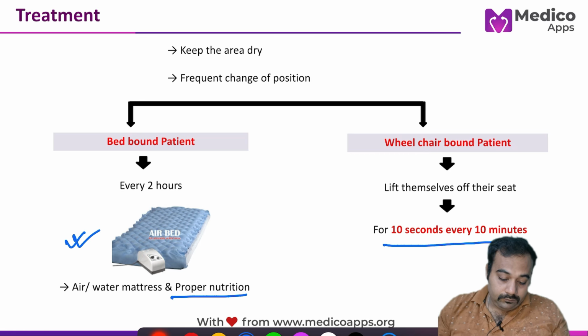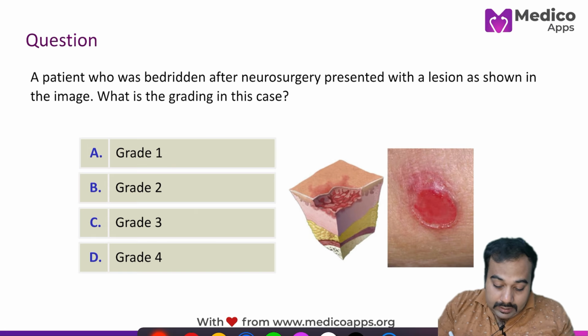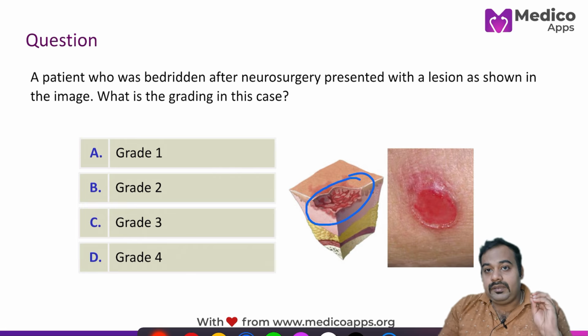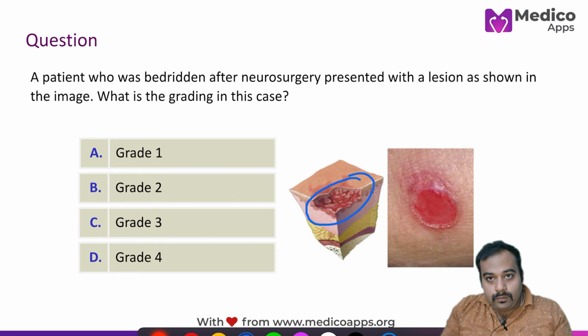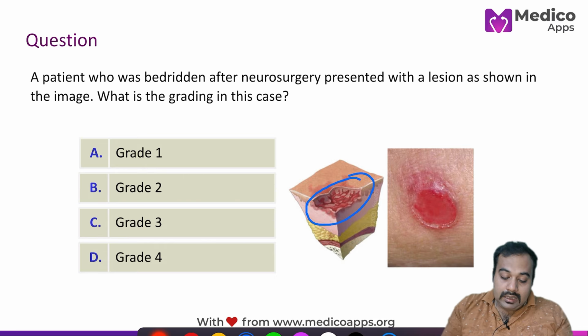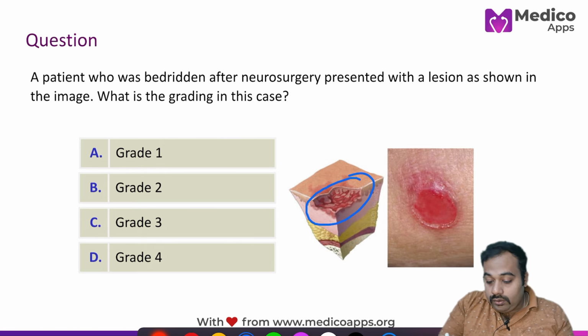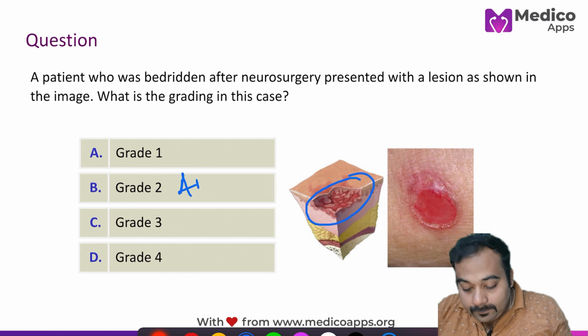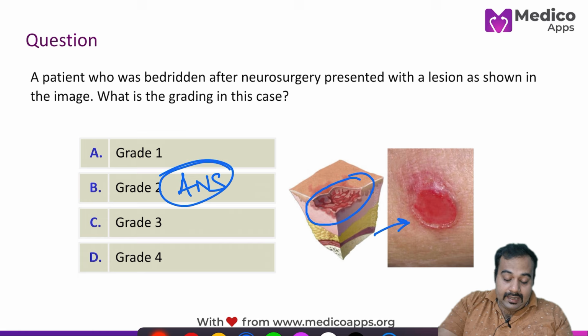So in this question, you can easily see that there is only a little bit of breach seen in the dermis and the epidermis. So there is no breach in the subcutaneous tissue, right? So that basically concludes it as a grade 2. Okay, grade 2. So you can see that there is a small ulcer or small superficial crater seen in this image. So it's a grade 2, right?